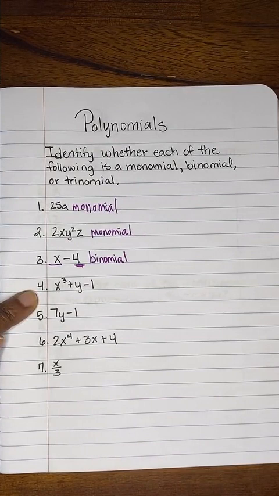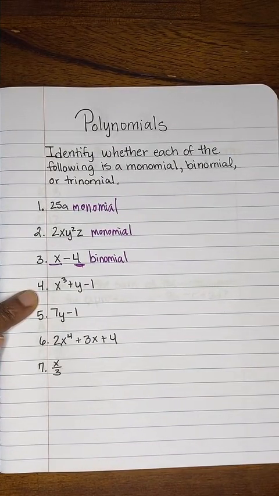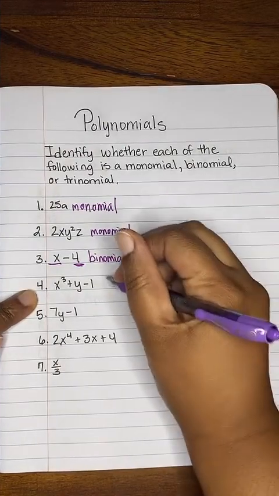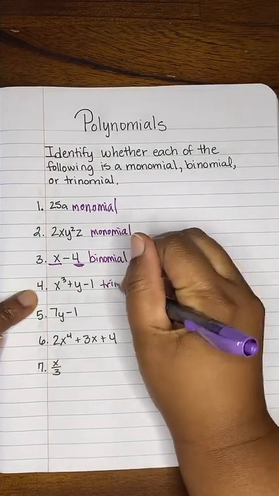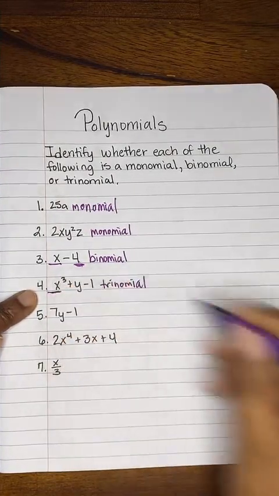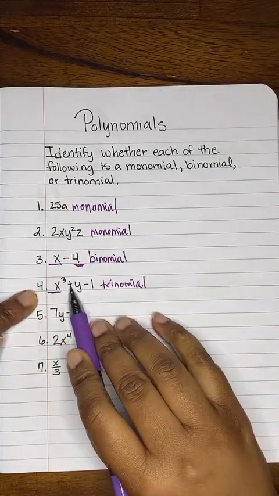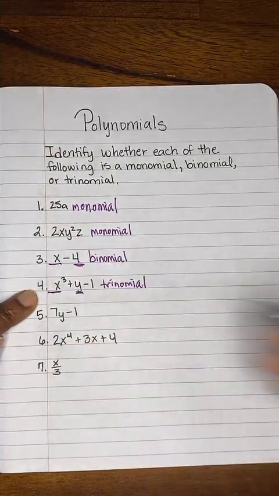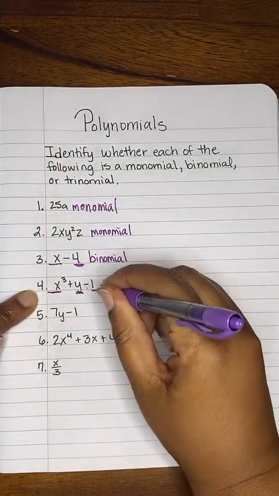Yep, good. Okay, 4 is a trinomial. Great, you guys. It's a trinomial because this is the first term, then we come to a plus sign, and the second minus sign tells me this is the third term.